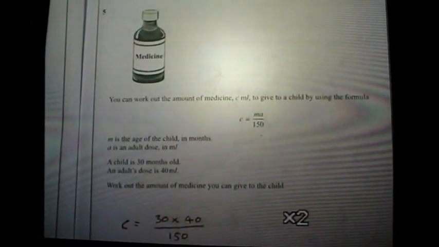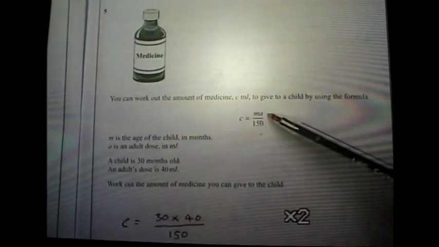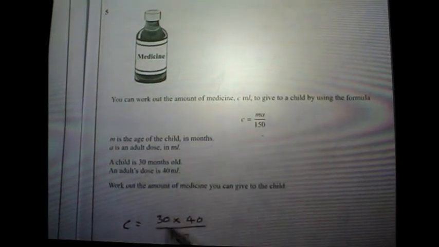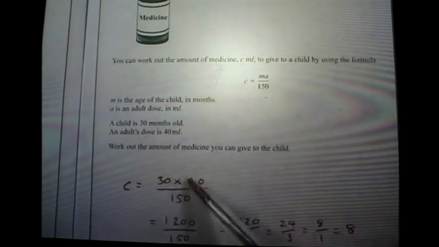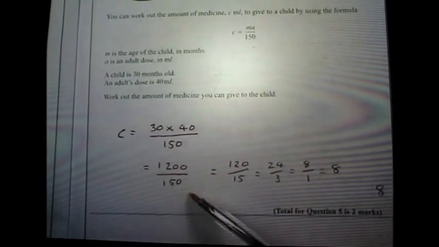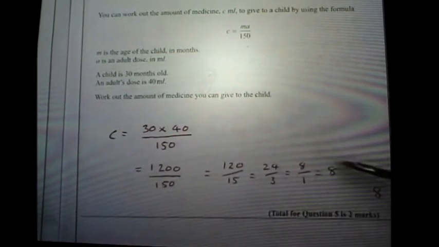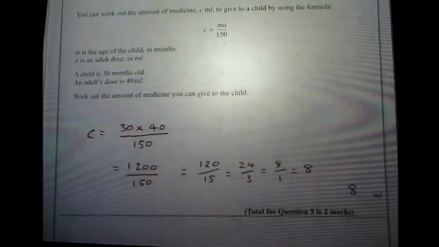Next one, some medicine. This is just a substitution question. It's putting numbers in a formula. It says here, M is 30 and A is 40. Multiply them out, you get 1200 over 150. I've simplified it as the fraction, so you get that, that, that, and that, and it ends up equaling 8 millilitres.